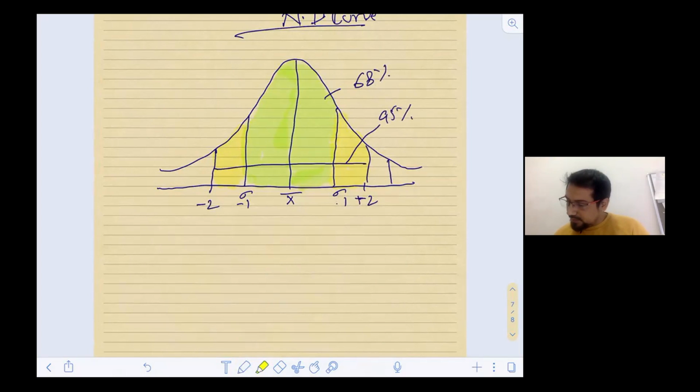The third one, according to them, let me write down minus 3 SD. This is again SD, sigma actually. Again sigma plus 3. And if you choose this, they say that the whole area is actually how much? 99.7%.